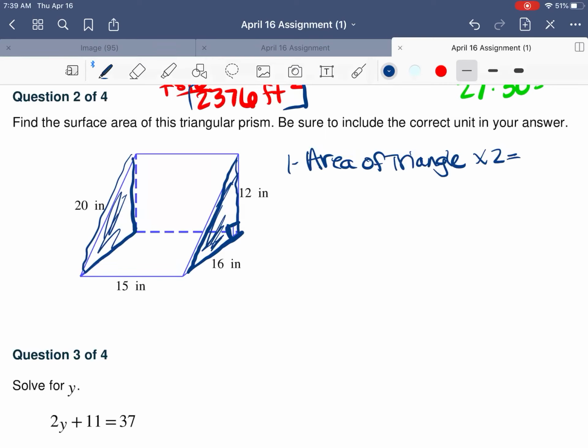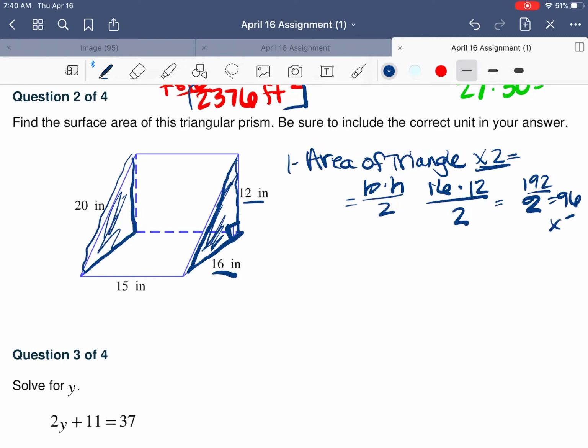Okay, and remember that to find area of a triangle, I go base times height divided by 2. So I can tell that this one's base is 16, and its height is 12. And then I'm going to divide that by 2 to get, let's see, so I have 16 times 12 is 192, and then divide that by 2 is 96. Okay, so but then I want to take that 96 and I need to times it by 2.